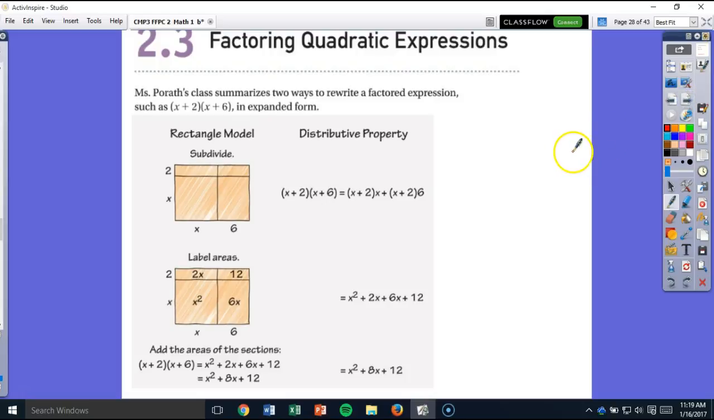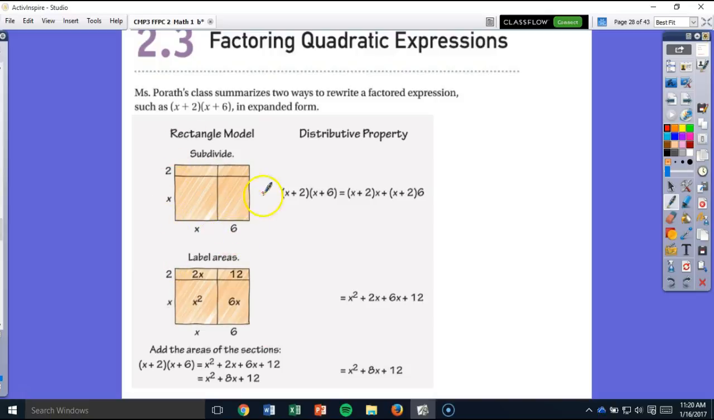If we look here at 2.3, we're factoring quadratic expressions. There's a couple of different ways to do that. So Ms. Parath's class summarizes two ways to rewrite a factored expression, such as x plus 2 times the binomial x plus 6 in expanded form. Well, we can use the rectangle model where it's given us all of the links here, and we can then go ahead and fill things in, which is what's going on right down here.